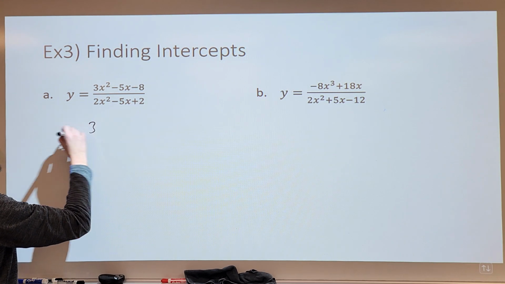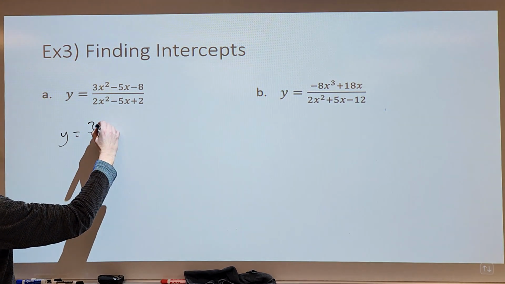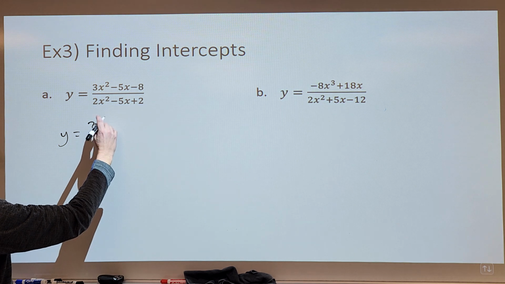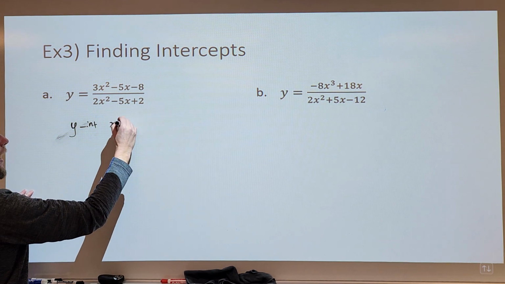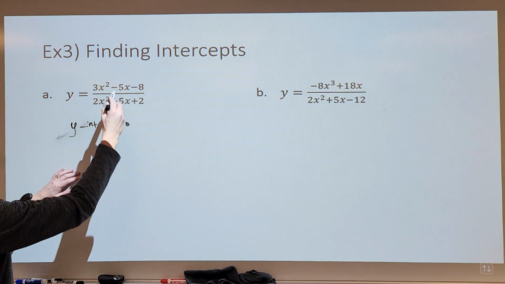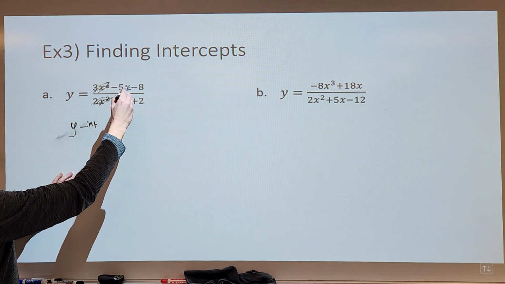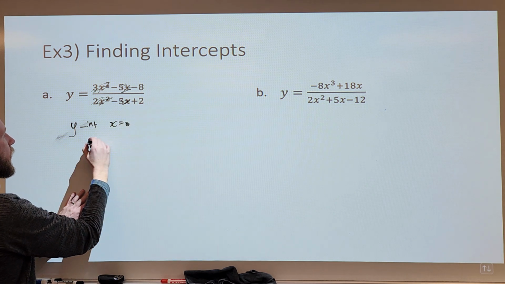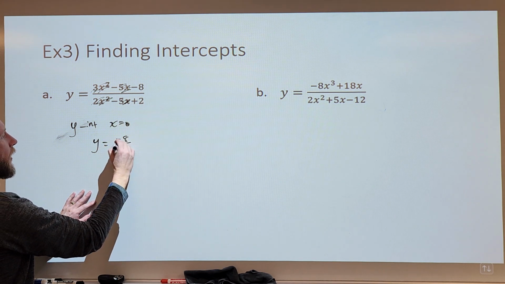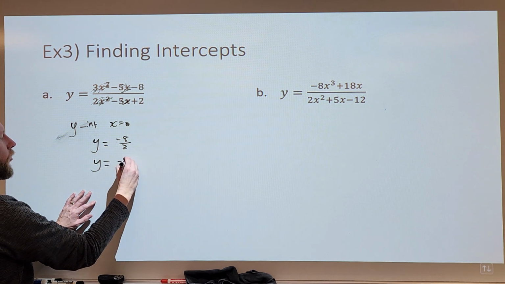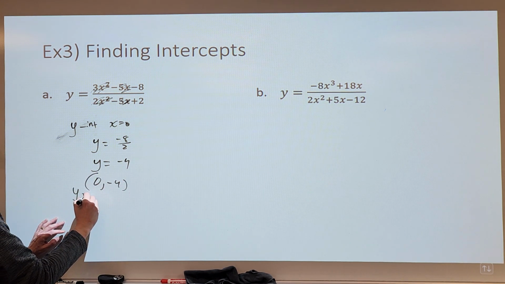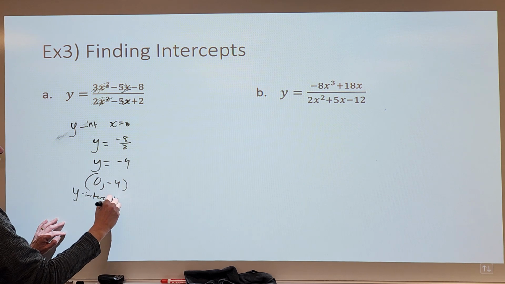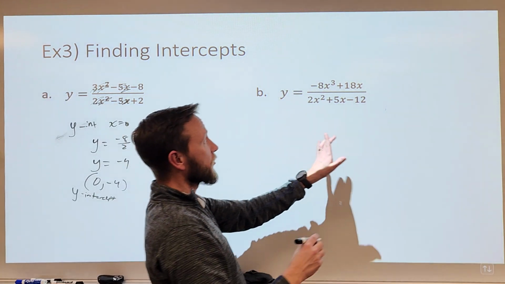And so this will factor as y equals 3, actually, but let's start with the y-intercept. The y-intercept happens when x equals 0. So if x equals 0, we are left with y equals negative 8 over 2, y is equal to negative 4. So the point 0 comma negative 4 is the y-intercept. That's pretty straightforward.